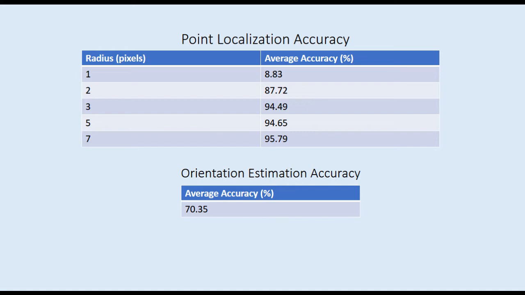As we can see in the data, our network is able to localize the corner point extremely well within a margin of 2 pixels with a success rate of over 87%. And as we relax our margin of error, we see that we can quickly achieve almost 95% accuracy within only 3 pixels with diminishing returns thereafter. Our orientation accuracy, however, is substantially lower than our localization accuracy, but we still maintain an average 70% accuracy in correctly labeling each of the regions surrounding a corner point.